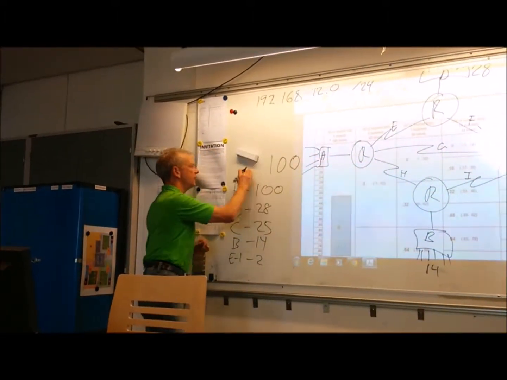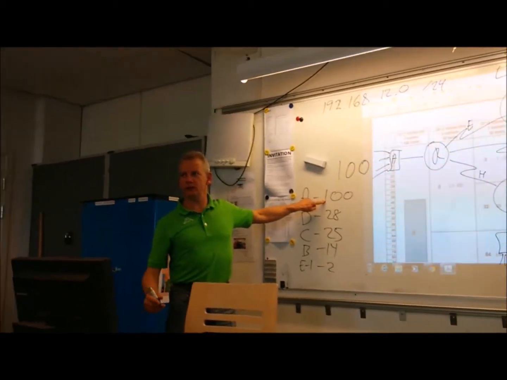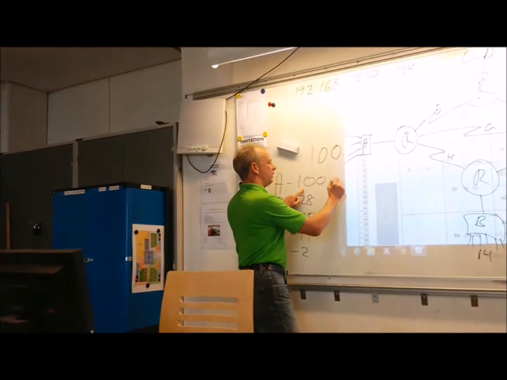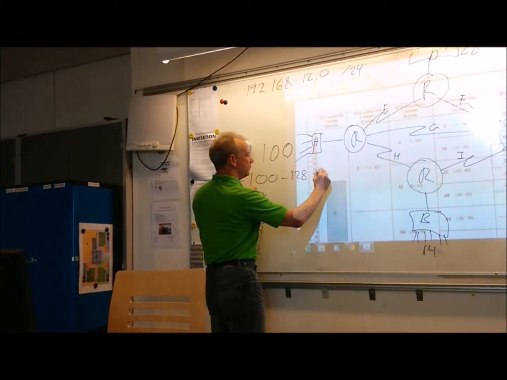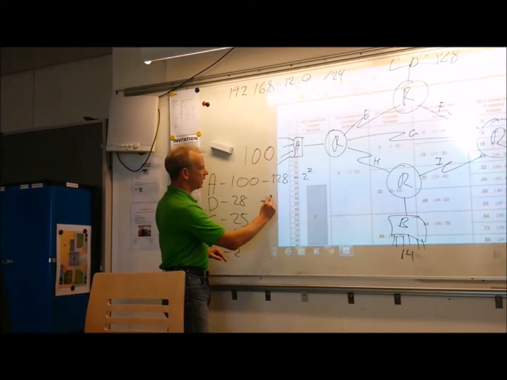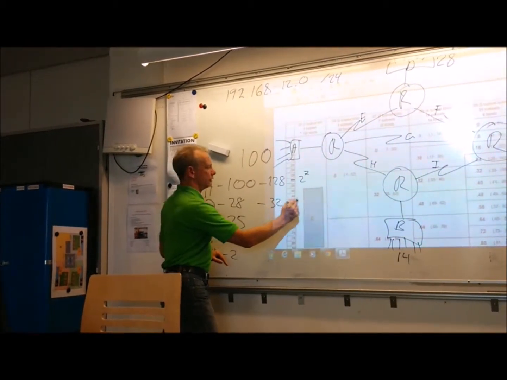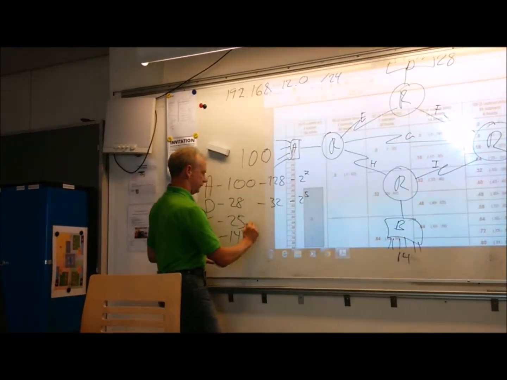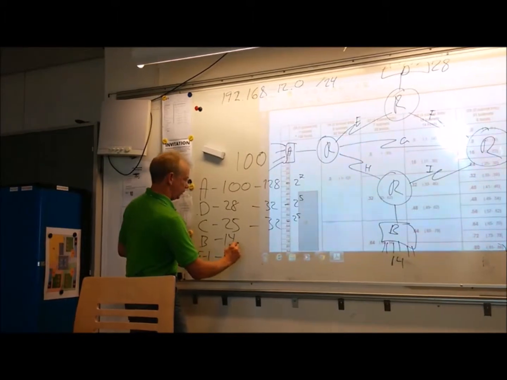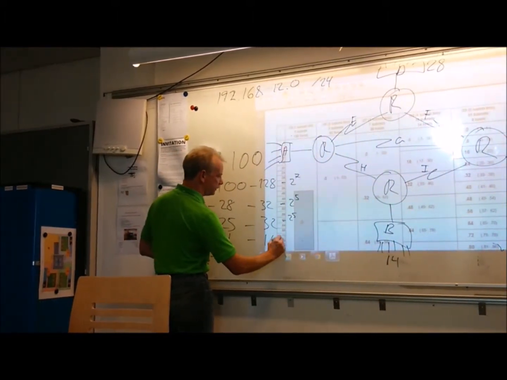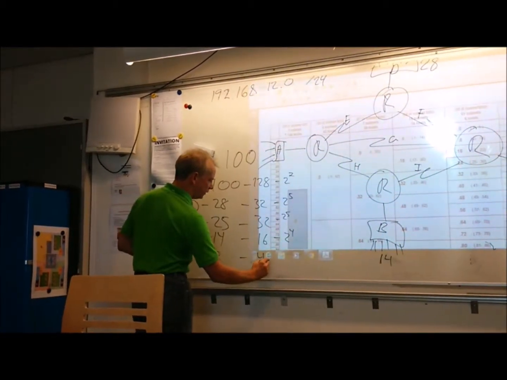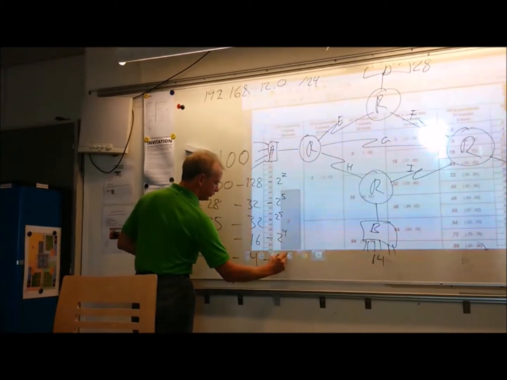Okay, take the number of machines. Find the first one after that number that is 2 to the power of something. So 100 becomes 128, which equals 2 to the power of 7. B becomes 32, 2 to the power of 5. D network, 14 becomes 16, 2 to the power of 4. And your WANs become 4, 2 to the power of 2.